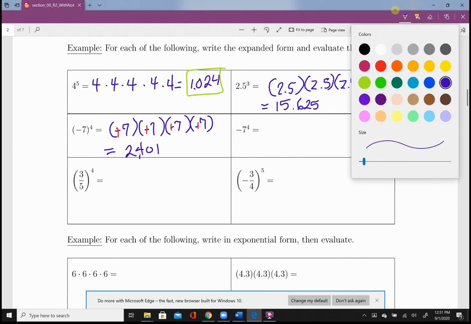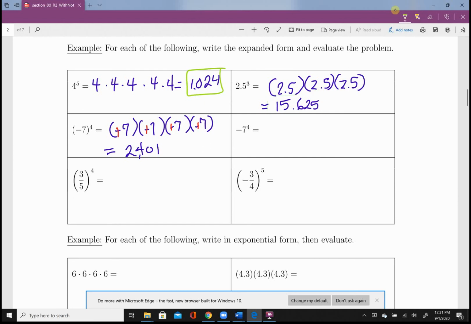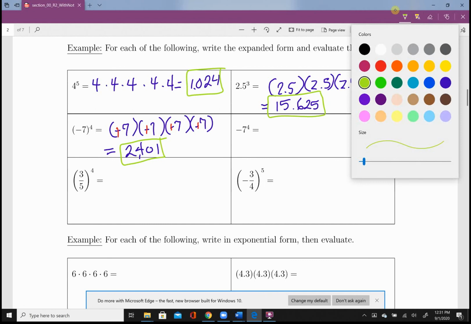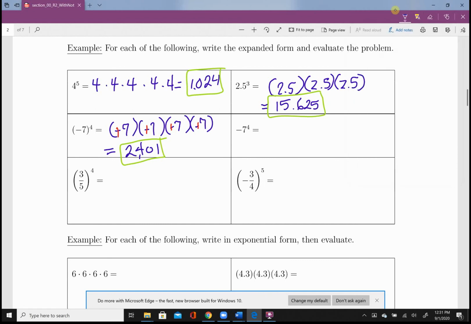Also, I've been meaning to box my final answers as I go. I think that's a good rule of thumb, a good habit to get into. Okay, now here we should have something different at least going on in the expansion. Yes, 7 gets raised to the 4th power, and then the whole thing is negated.